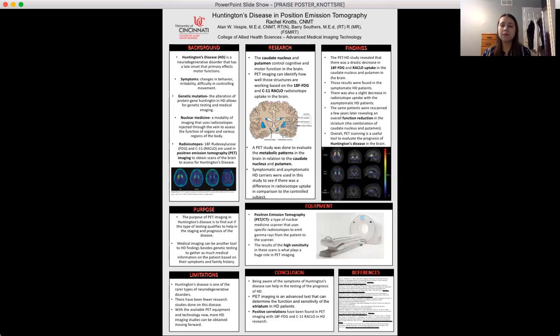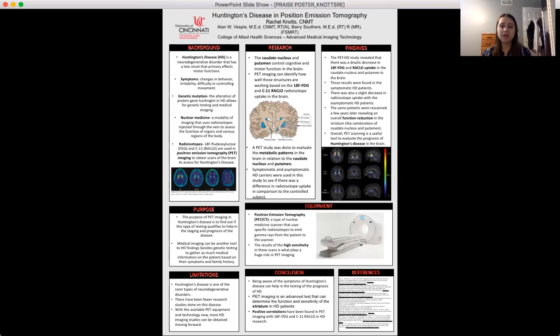There's a Positron emission tomography CT scanner. And this is a type of nuclear medicine scanner. And this uses specific radioisotopes that I mentioned earlier. And those isotopes emit gamma rays from inside the patient that go onto the scanner. And that is how the data is collected for the scanner to acquire the images.